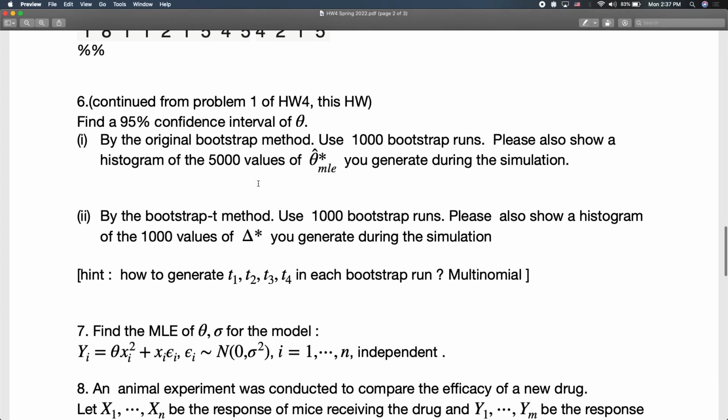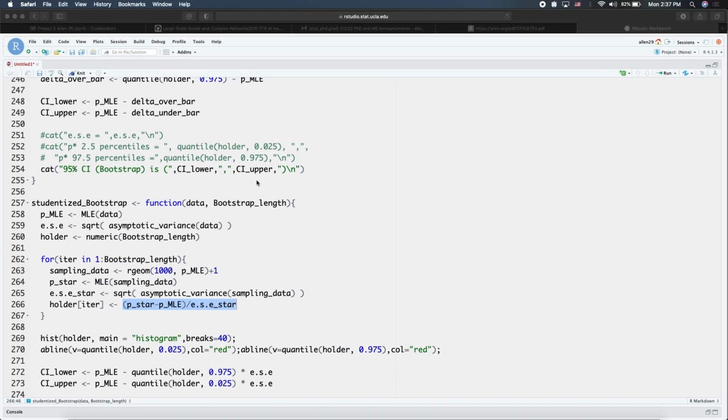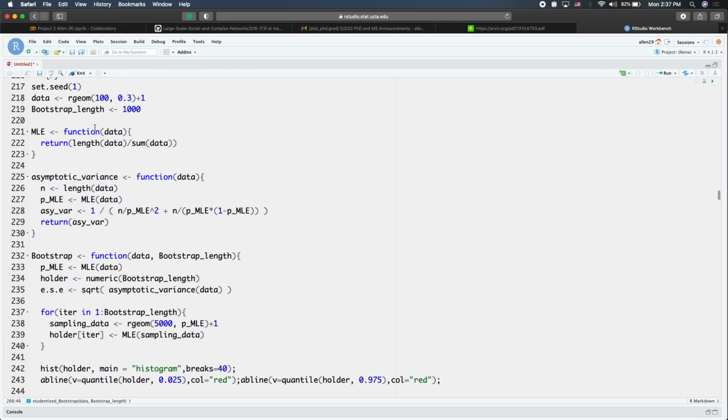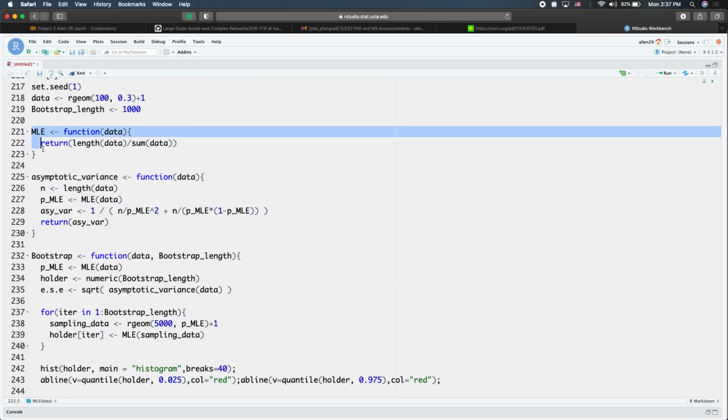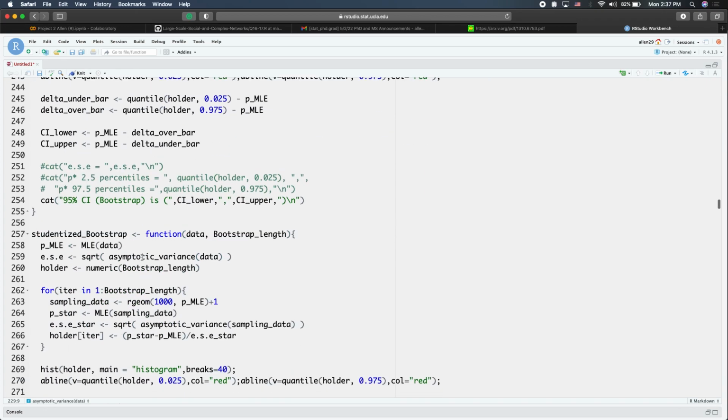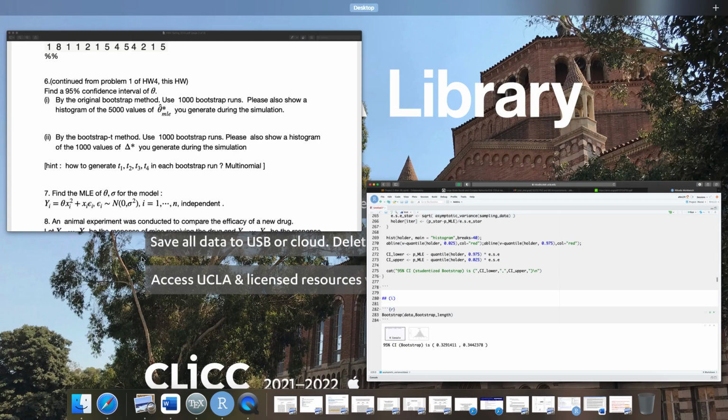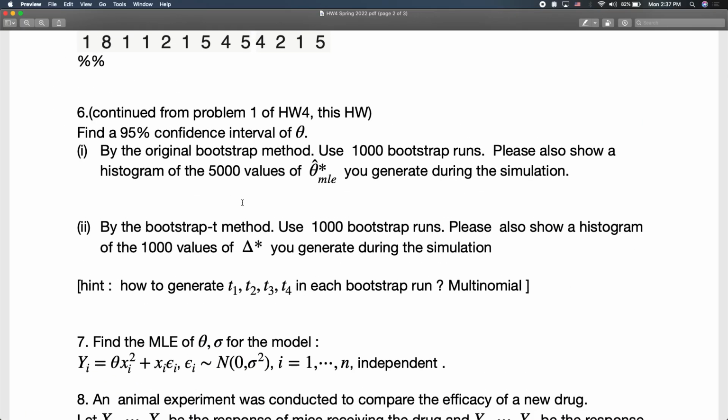Okay, question 6. We have 5. I think I'll just skip this one because it's the same, just implementing the bootstrap for a different probability distribution. Basically, you implement the same procedure, except you probably need a different MLE formula, the one that you derive, and then the asymptotic variance. But for the bootstrap, the underlying structure is the same, except for a different distribution. So I will skip question 6 for now.